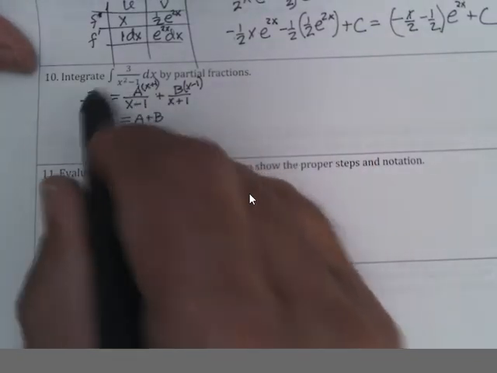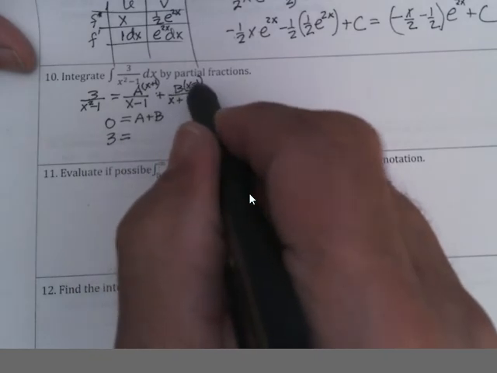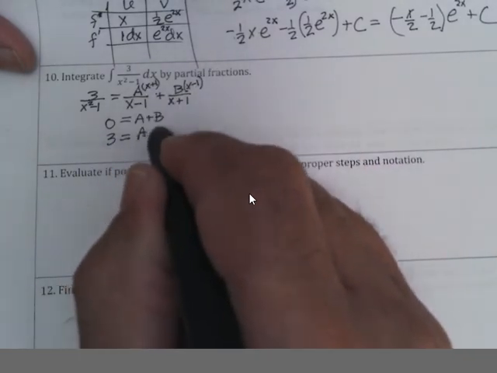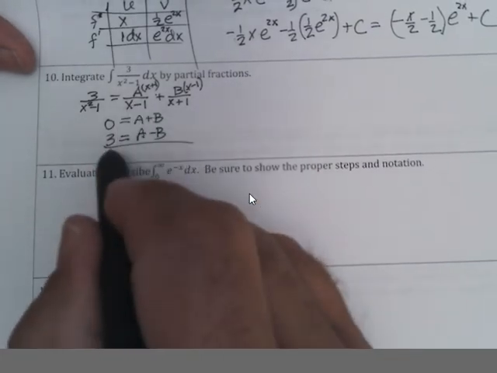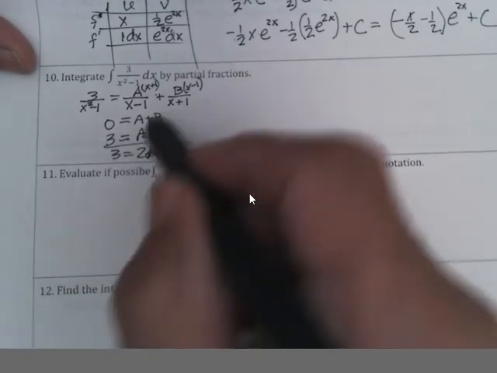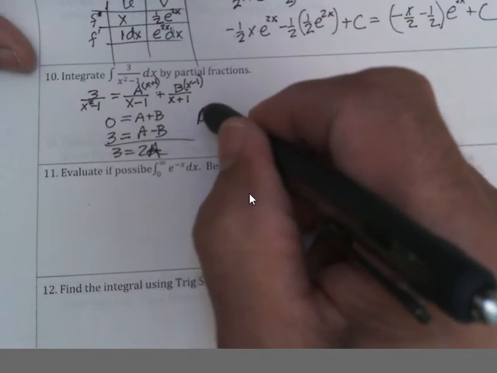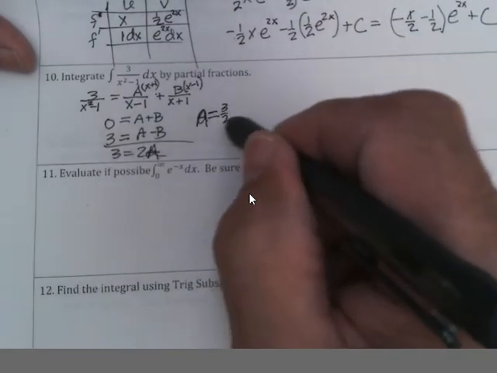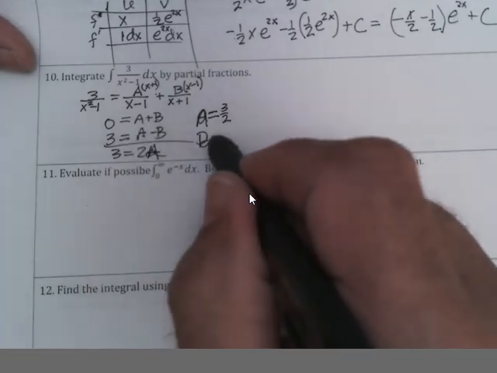And the constant, 3, would have to equal 3a minus 3b. Oh, excuse me, a minus b. Well, that's easy enough to solve. Just add these two equations. You get 3 equals 2a. The b's cancel. So I divide by 2, and a equals 3/2. b has to be negative 3/2.